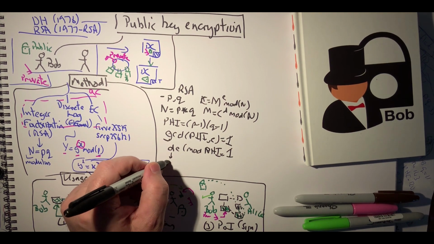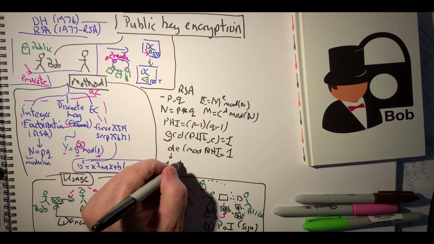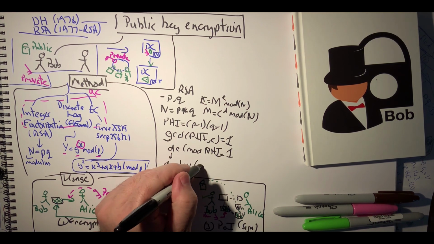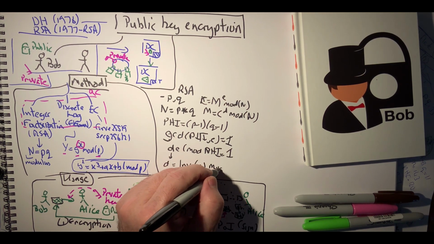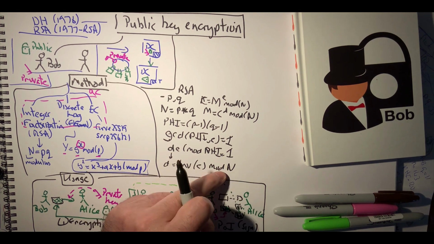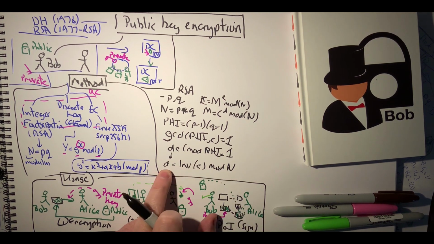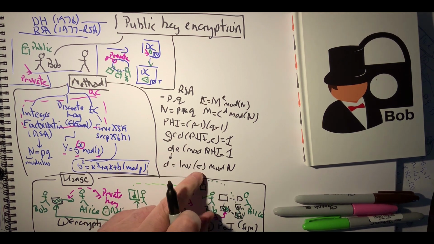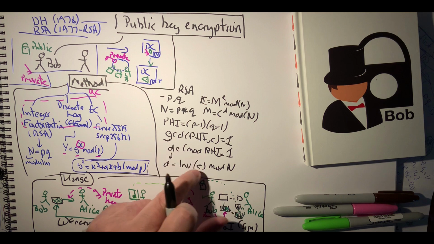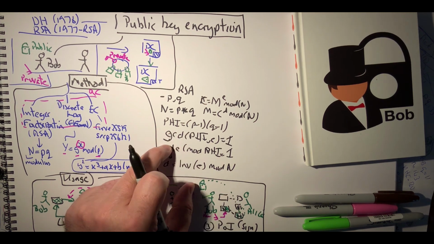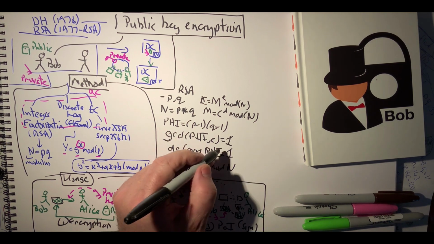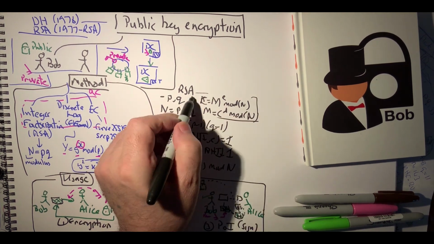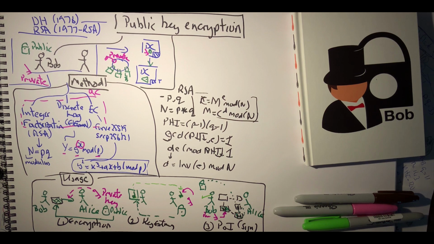And D is actually the inverse mod of E, the inverse of E mod n. This is a standard calculation that we often do in public key encryption, and it basically finds the value where, when you multiply E by that value and then take the mod of phi, you'll end up with 1. And this will make this part correct.